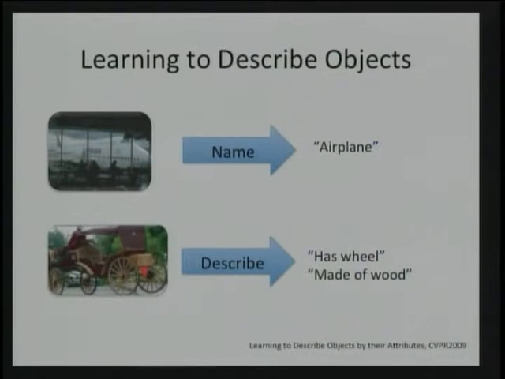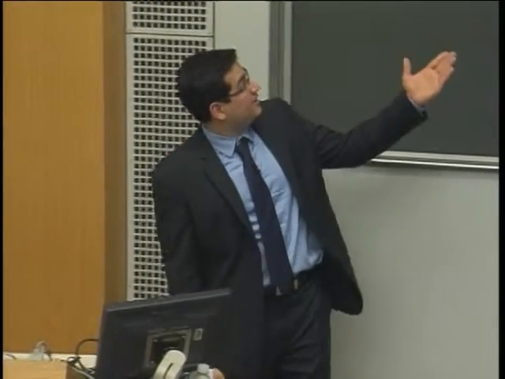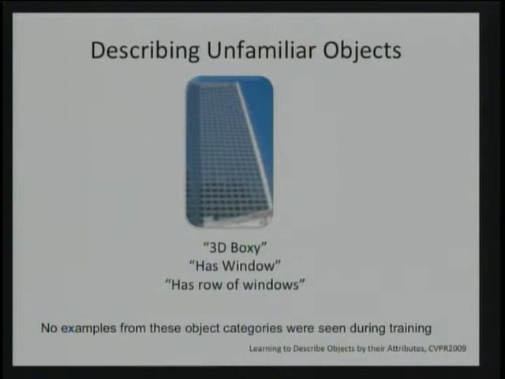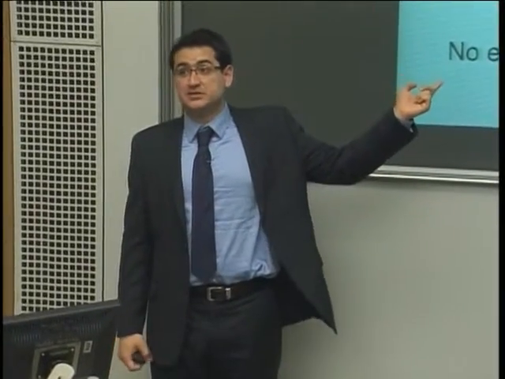During training, our system never observed any examples of carriages before. And instead of saying, I don't know, it can say, this thing, whatever this is, it has wheels, and it's made of wood. We never observed buildings or tall buildings in our data set. Despite that fact, it can start talking about unfamiliar objects. This thing, whatever it is, it's a 3D box. It has a window. It has a row of windows. It actually learned row of windows on airplanes and transferred that knowledge to buildings.